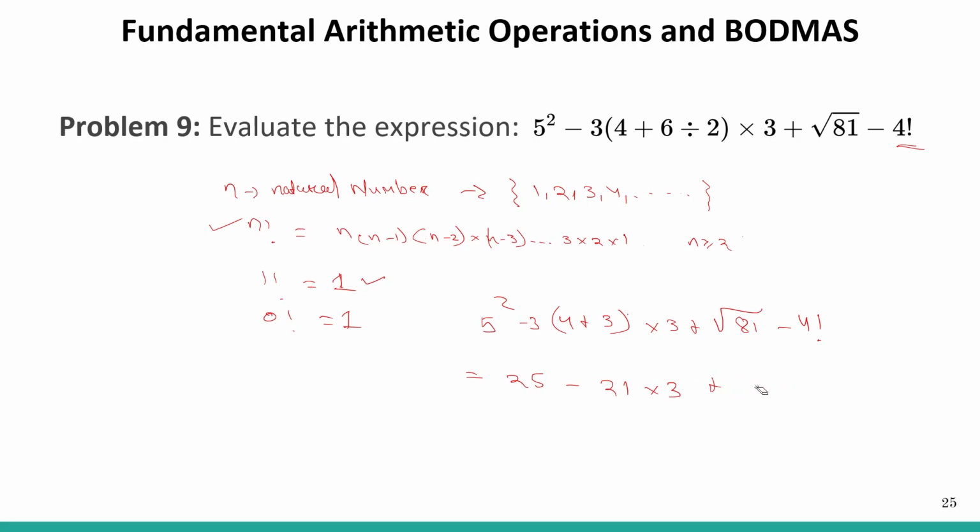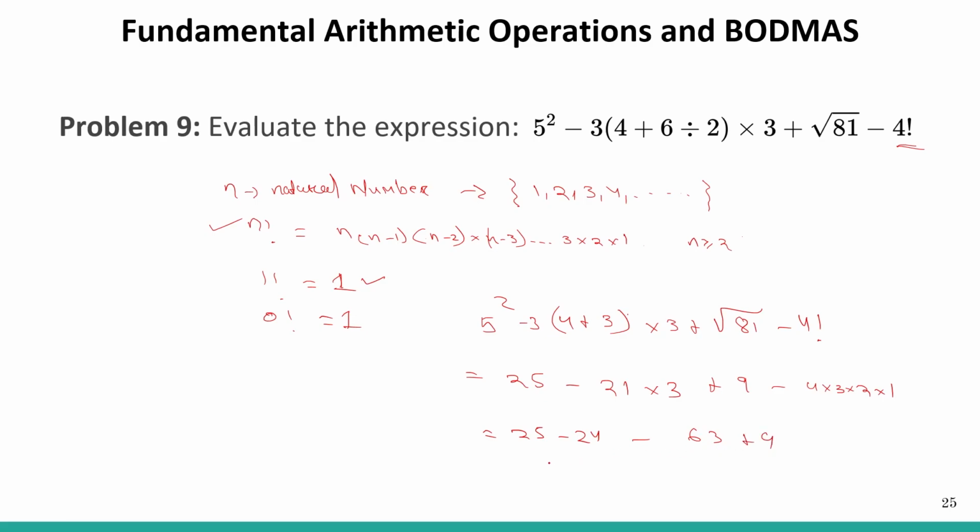So okay, let's simplify the exponents. Here the exponent is 1 by 2, so let's simplify it and write 9, and minus 4 factorial. 4 factorial is 24, that is 4 into 3 into 2 into 1. So this is equal to 25 minus 24, and then minus 21 into 3, so this will be 63 plus 9.